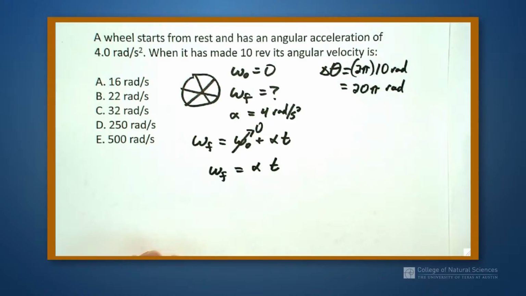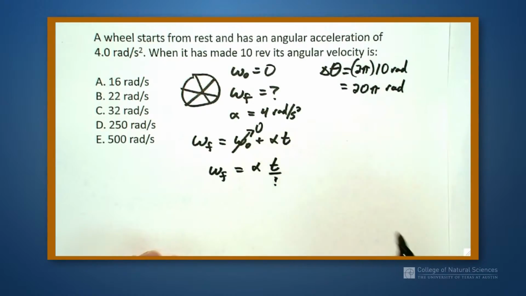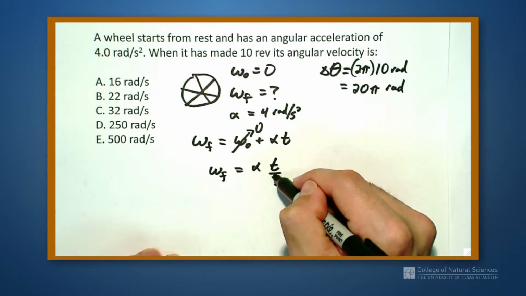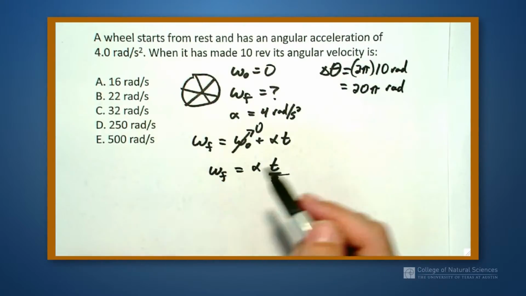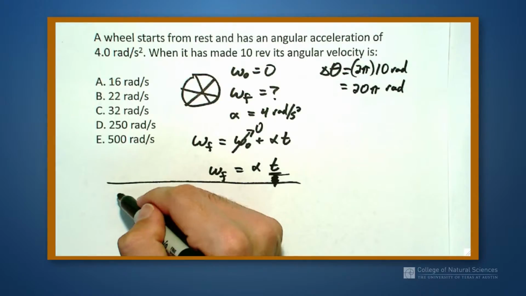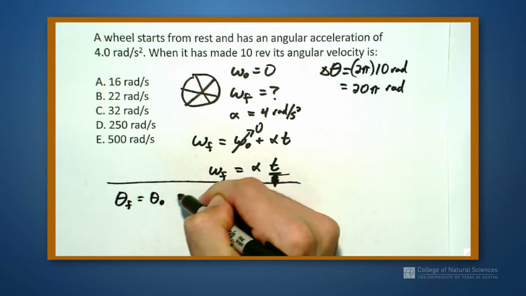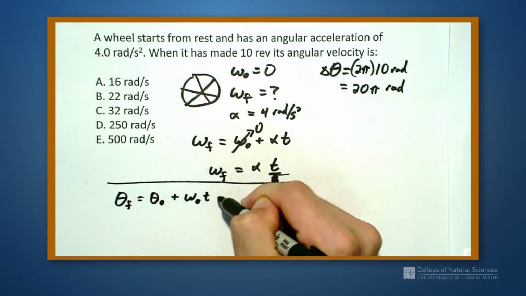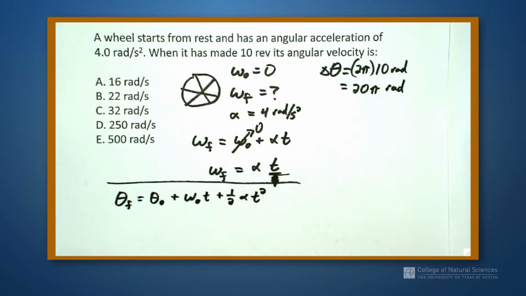All right, so what is t? We don't know what t is. It would be nice if we had it. So if we can get this value for t, we're done with the problem. I'm going to need to use my other kinematic equation. Theta final is equal to theta naught plus omega naught t plus 1/2 alpha t squared.